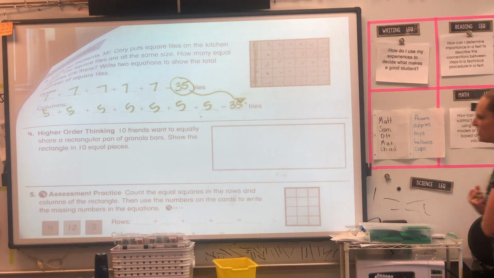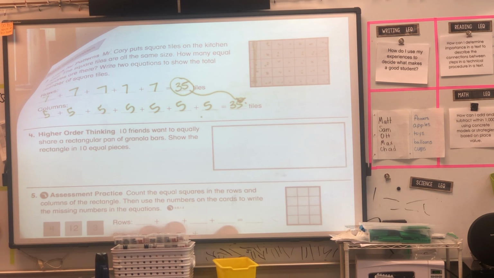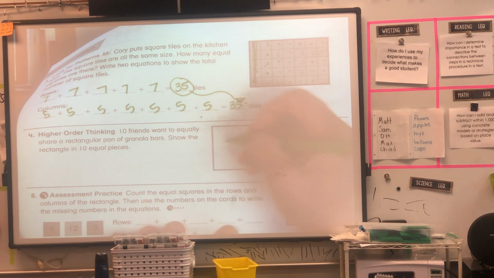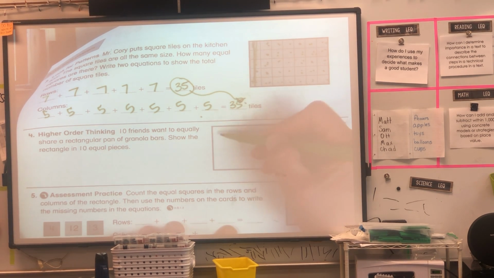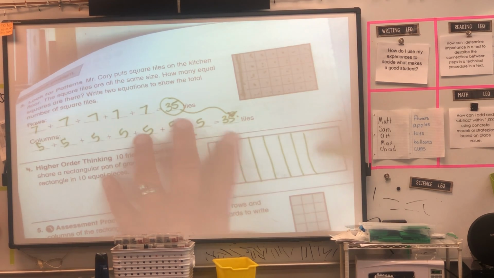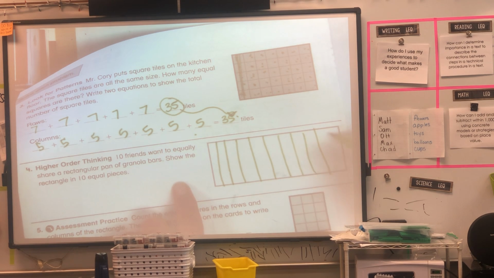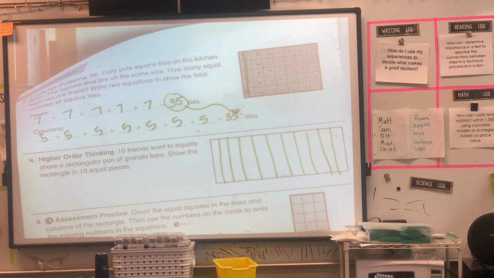Let's think about our strategies. I'm going to look up here. How did they break it up? Well, I could divide it which way? There's several different ways I could do it. I could make 10 columns. 10 columns, very good. 1, 2, 3, 4, 5, 6, 7, 8, 9. Is that 9? No, that's, 1, 2, 3, 4, 5, 6, 7, 8, 9, 10, 11. That's too many.